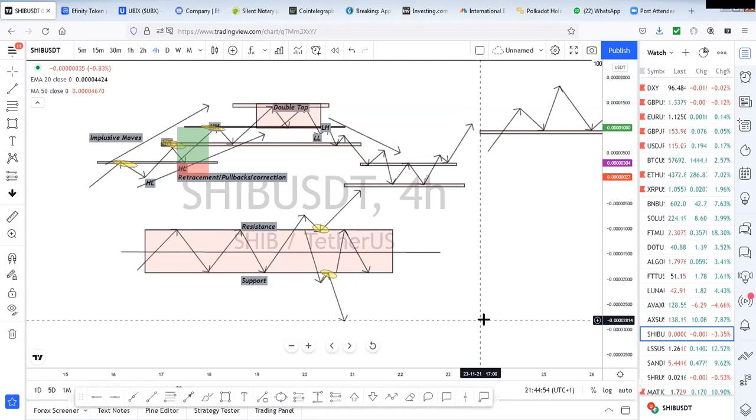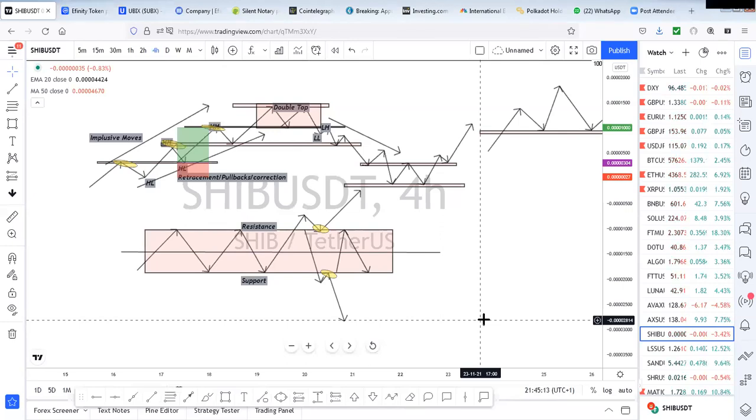Yes, sir. It's clear. This is the note that I made for this class. For easy explanation, it will help you to explain market structure better.